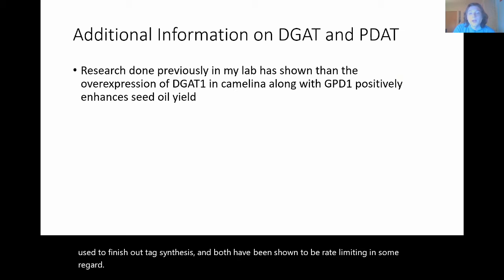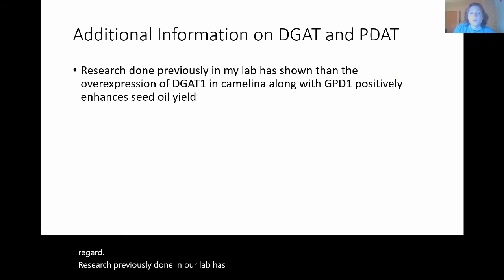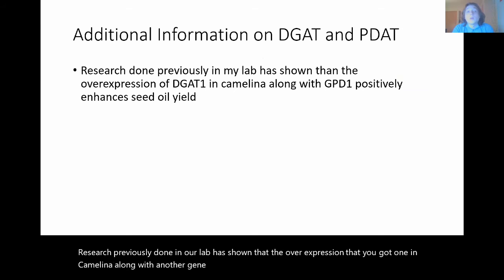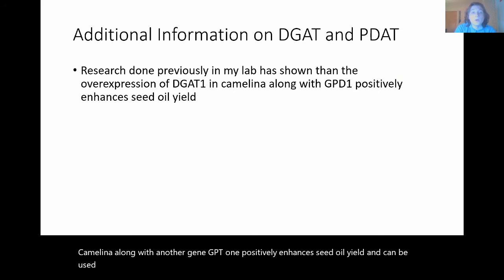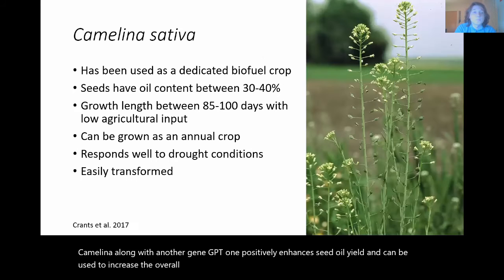Research previously done in our lab has shown that the overexpression of DGAT1 in camelina, along with another gene, GPT1, positively enhances seed oil yield and can be used to increase the overall oil quantity of seeds.